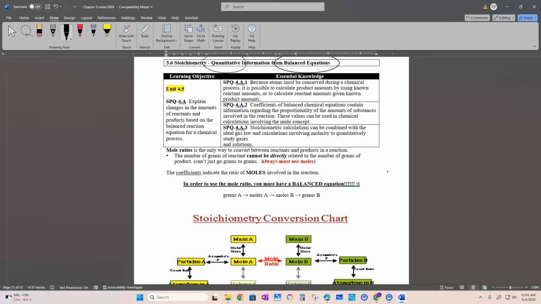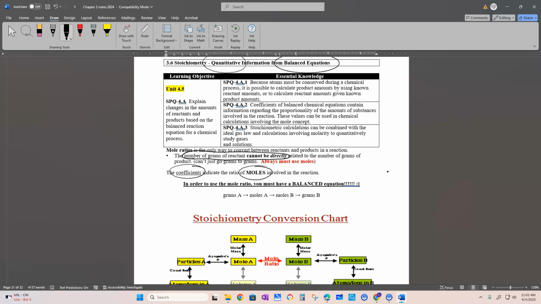So take a minute, ladies and gentlemen, to read and annotate what AP expects you to master. And let's start with the topic called mole ratio. Mole ratio is the only way to convert between reactants and products in any type of balanced equation. You cannot use grams, because everything has to go through moles. So when you're going from grams to grams, it doesn't take into account the coefficients in a balanced equation, because remember, coefficients are moles. So in order to use mole ratio, we have to have a balanced equation.